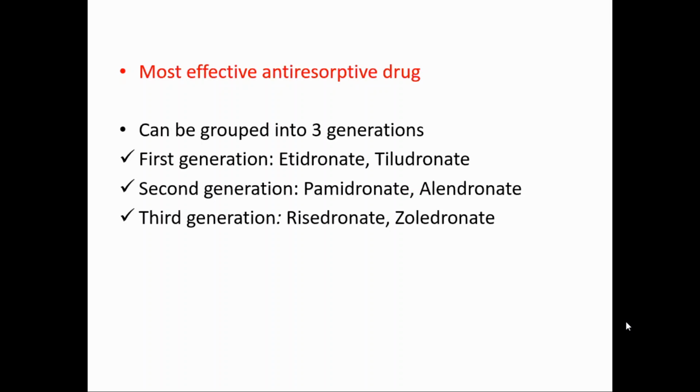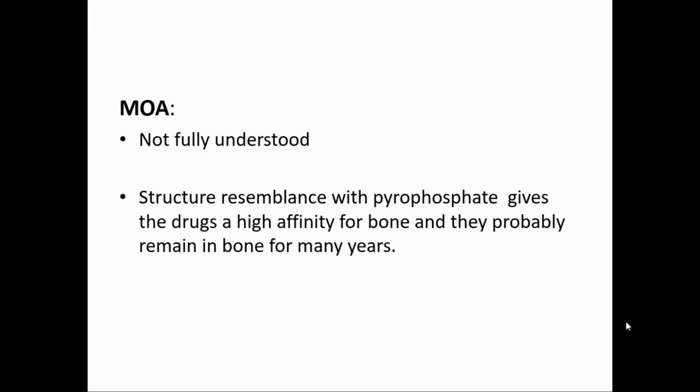The first generation, being the first discovered bisphosphonates, consists of etidronate and clodronate. The second generation consists of pamidronate and alendronate. The third generation bisphosphonates, which are recently discovered and are the most potent, consist of risedronate and zoledronate. So these generations should be remembered.